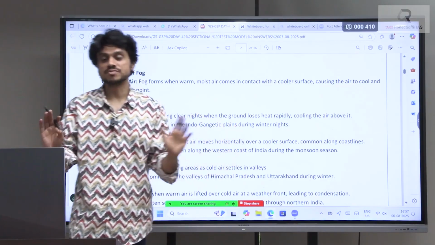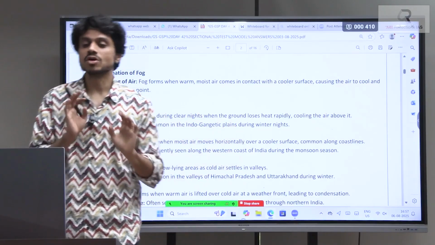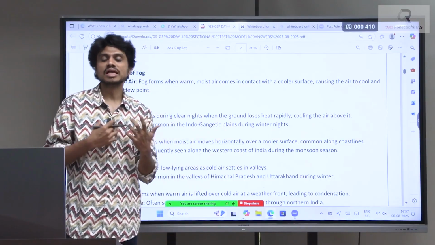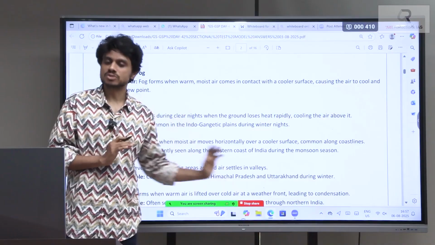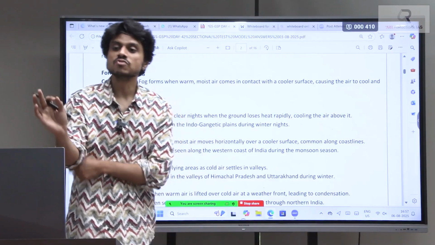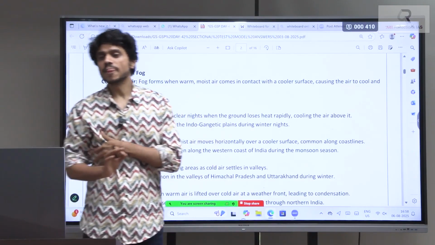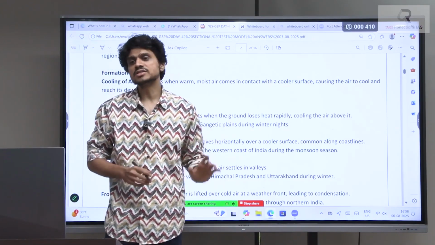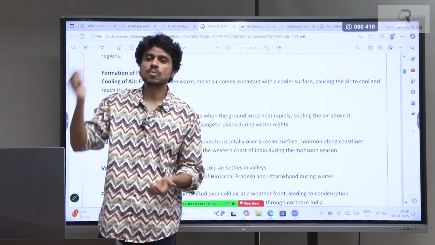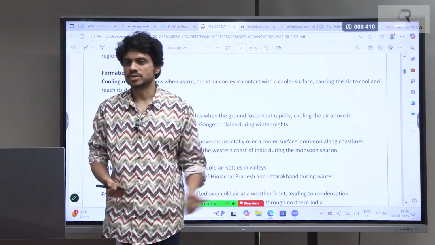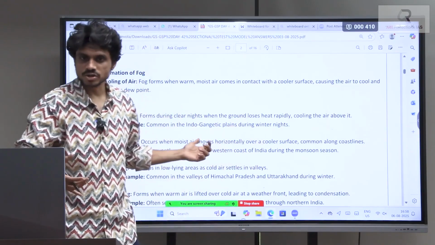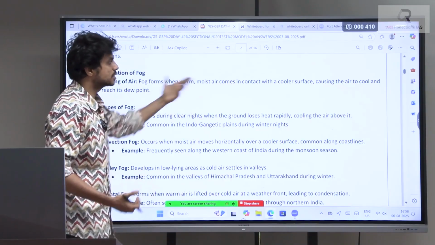Why have I explained the concept of relative humidity and the concept of condensation? You need to have that kind of conceptual clarity to understand these concepts. Are we clear so far? You will get condensation and formation of clouds when the relative humidity reaches 100%. When does the relative humidity reach 100%? Either you are adding more moisture or you are lowering the temperature. Here in this case, we are not going into adding more moisture. We are going into the concept of lowering the temperature.